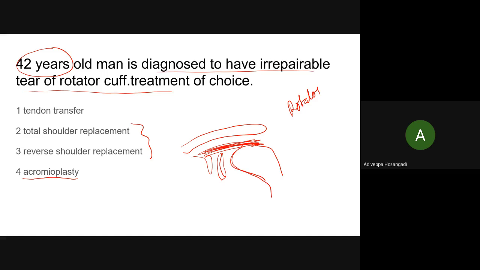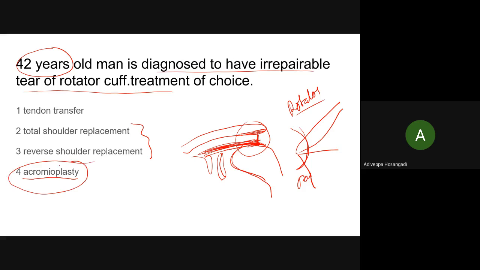Painful arc syndrome is painless, painful, and painless. So throughout the abduction, initially it is painless, this entire arc when you do abduction. Painful in this entire range, and above that it is painless. So for the supraspinatus, there is a very small space, isn't it? Whenever you start abducting, the space is narrowed, it gets impinged. In that case, you remove part of the acromion, the subacromial surface of the acromion. If you remove, that is called acromioplasty.